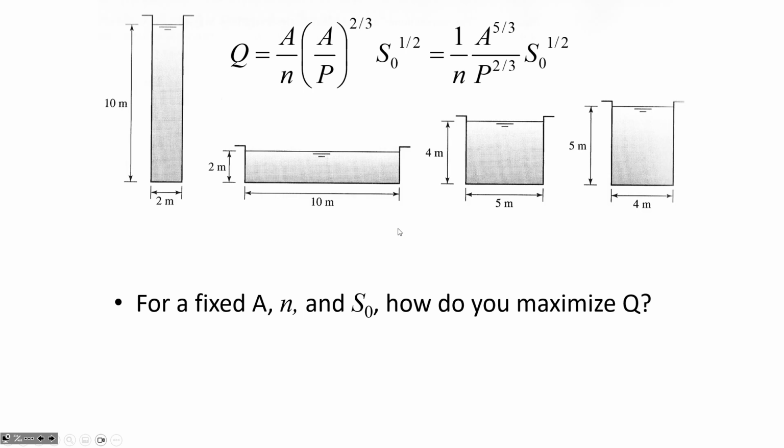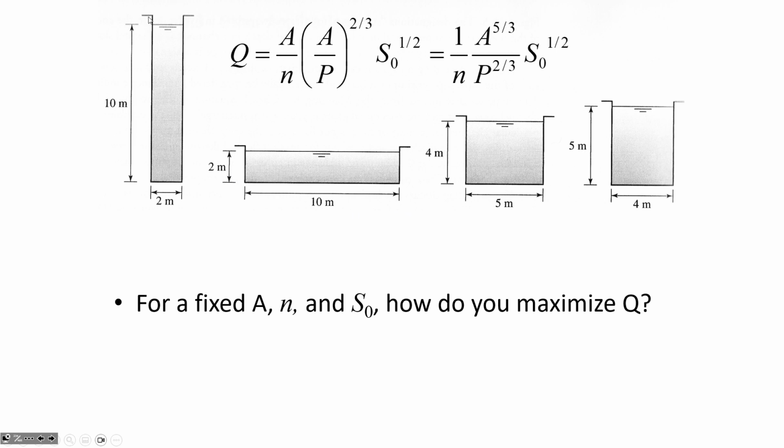Okay, so if we have a fixed area, roughness, and slope, how do you maximize the flow rate? And so look at these different channels. What do they all have in common? They're all rectangular in shape, but what else do they have in common? They have the same area. Yeah, exactly right. So 2 by 10 is 20 square meters. 2 by 10 is 20 square meters.